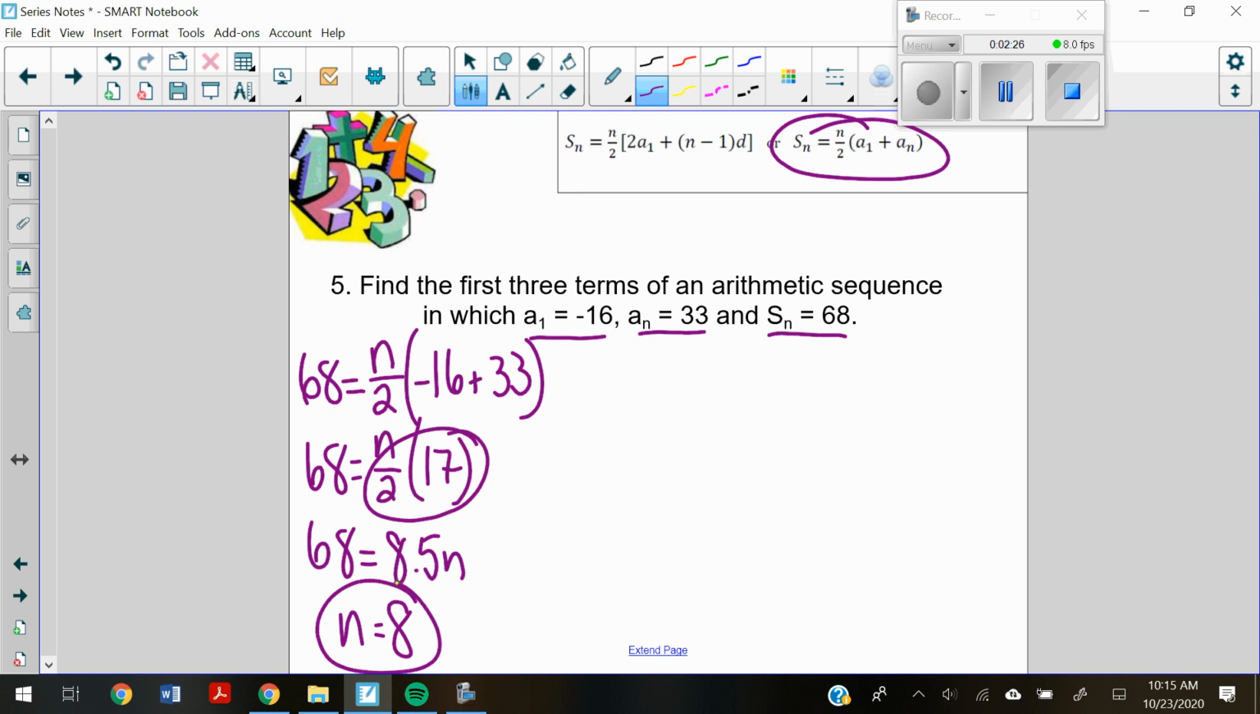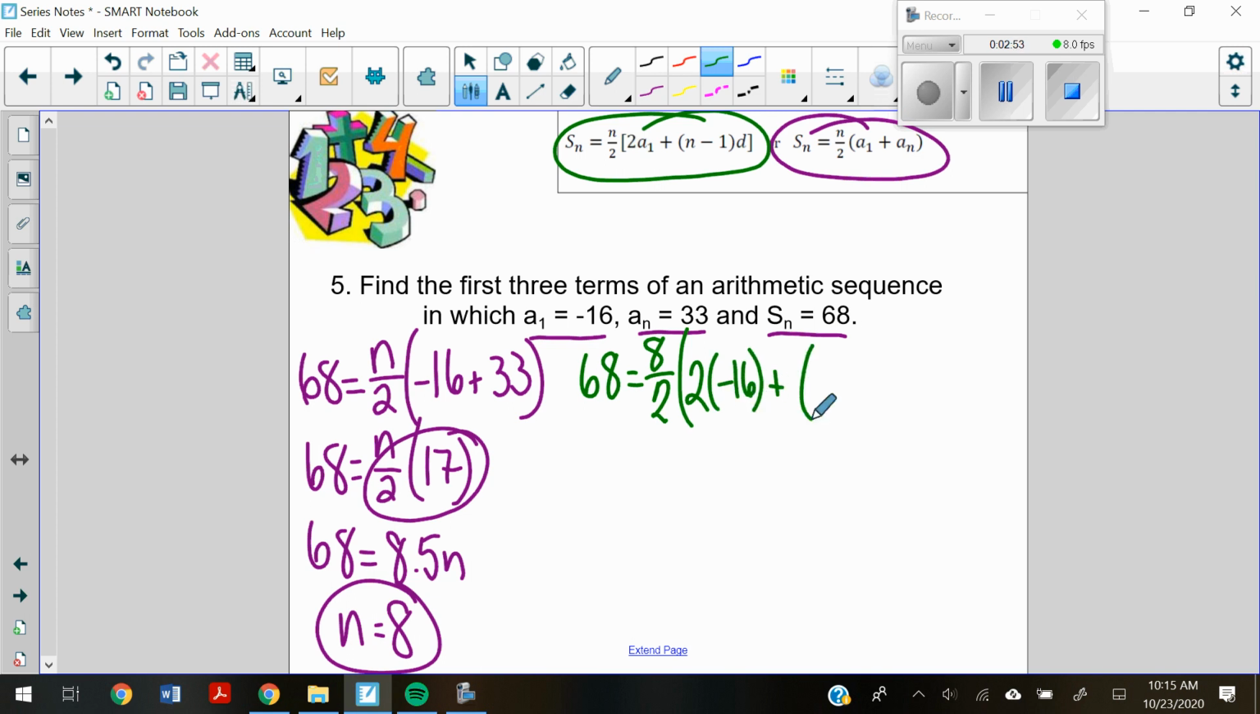So that's good. We have the n. Now we're going to use our information to help us find our d. And once we have our d, finally, then we'll be able to find our next two terms. So we're going to use this formula to help us find our d. Our sum is 68. Our n is 8. 2 times our first term, which is negative 16, plus n, which is 8, minus 1, and then d, because we don't know that yet. All right, so it looks yucky, but we can tackle this.